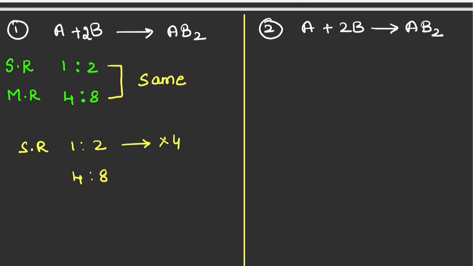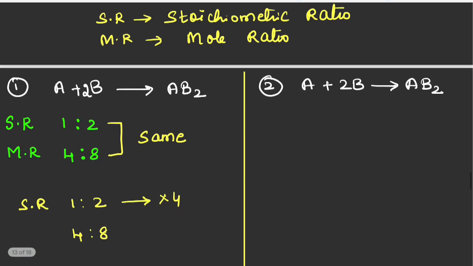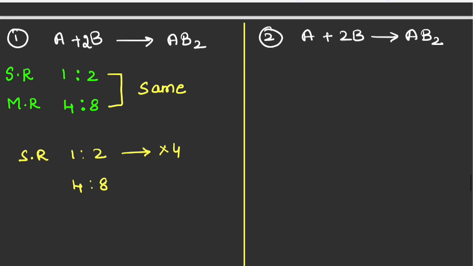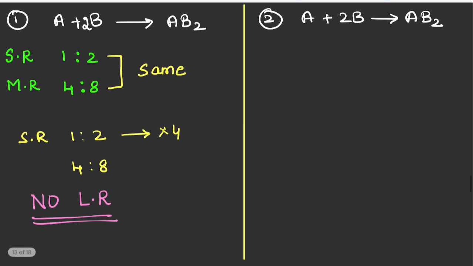So when both are the same, see the trick here. When both are the same, then we say that there is no limiting reagent in the given equation. So I'll write here, there is no LR. LR means limiting reagent. Both the reactants will get completely consumed during the reaction. So both will get consumed and they will be converted into product. That is the meaning. Now we will take the second case.